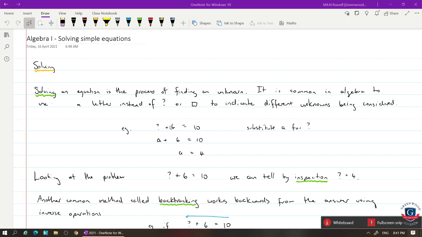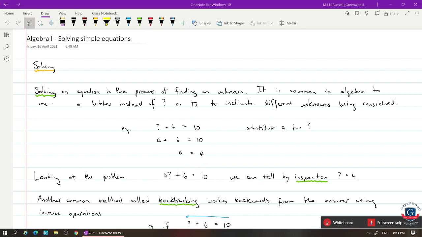If I have a question mark plus 6 equals 10, we want to think what number can we substitute for the question mark to make the statement true, to make this side of the equation the same as that side. Now in algebra, rather than using question marks or boxes, typically we use letters. So here I've put an A. I could have put any old letter. So A plus 6 equals 10. Just by looking at it, or by inspection, we can tell that that value should be 4, because 4 plus 6 would make 10. And at the bottom here I've written what A is equal to.